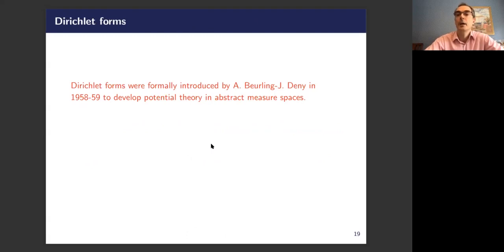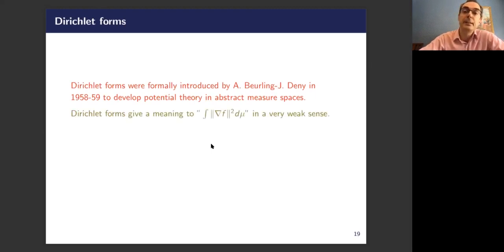Okay, thank you, Rodrigo. So Dirichlet forms entered into play in the middle of the 20th century, and they were formally introduced in a long and very nice paper by Beurling and Deny in 1958 and 1959 to develop a potential theory in abstract measure spaces. That is the goal of the Dirichlet forms: to study capacities of sets in the general context of measure spaces. That is, the goal was to define capacities in abstract measure spaces.